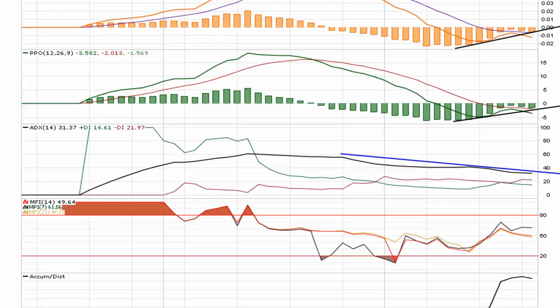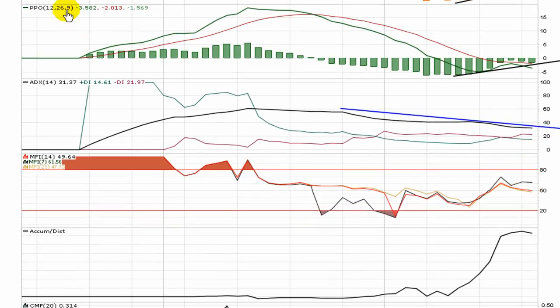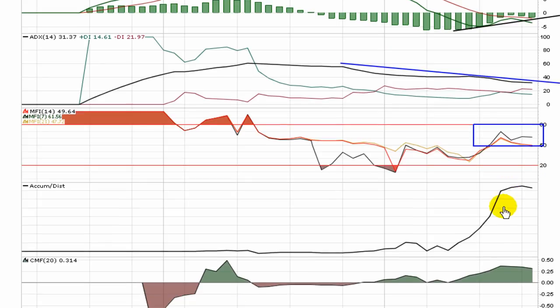ADX has been slowly dropping, registering around 31 right now. What that tells you is the direction is losing a little bit of strength. The positive and negative DIs tucked together like that gives a relatively neutral feel. Money flow index pushed its way back through 50. I look for it to hold the upper half of that indicator. It's a much more bullish position.